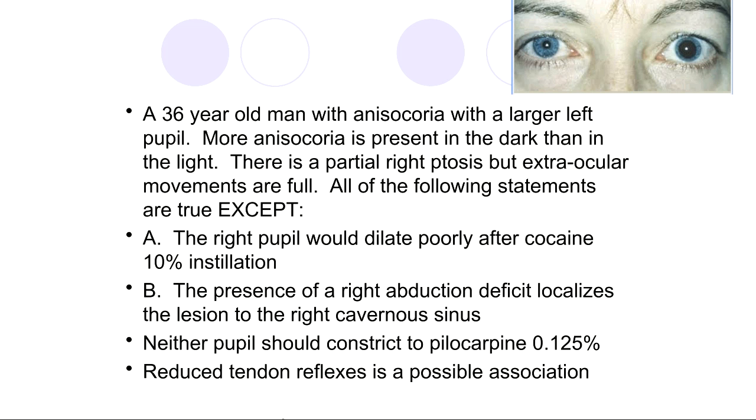Since you're on, please go ahead and tackle this question. Okay, a 36-year-old man with anisocoria with a large pupil, more anisocoria present in the dark than in the light, partial right ptosis, but extraocular movements are full. All of the following statements are okay except: the right pupil would dilate poorly after cocaine. I think that's false.